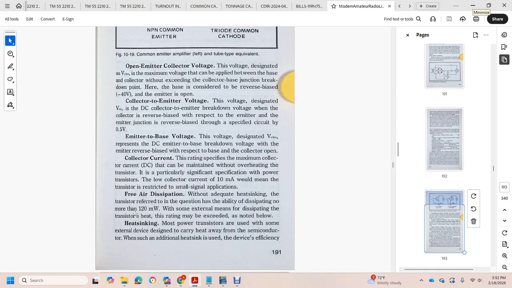Open collector current is specified as the maximum current that may be sustained without overheating the transistor. A particularly significant specification is power: with the transistor at a low collector current of 10 milliamperes, the transistor is restricted to small signal applications.